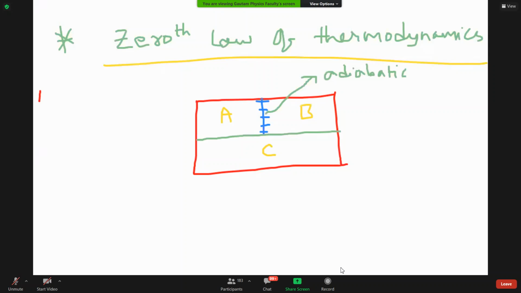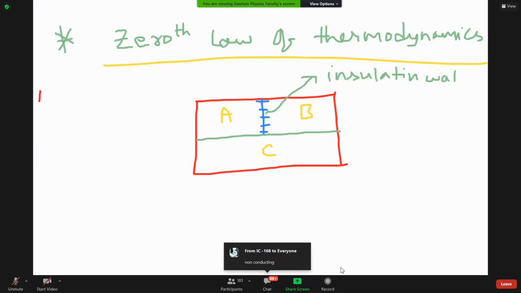Adiabatic wall or insulating wall. Simply we can call it as insulating wall. Insulating wall or non-conducting wall. One student told me, sir, non-conducting. Yes, you are correct, beta. Insulating wall or non-conducting wall. And one more wall, this green color wall is called as conducting wall.